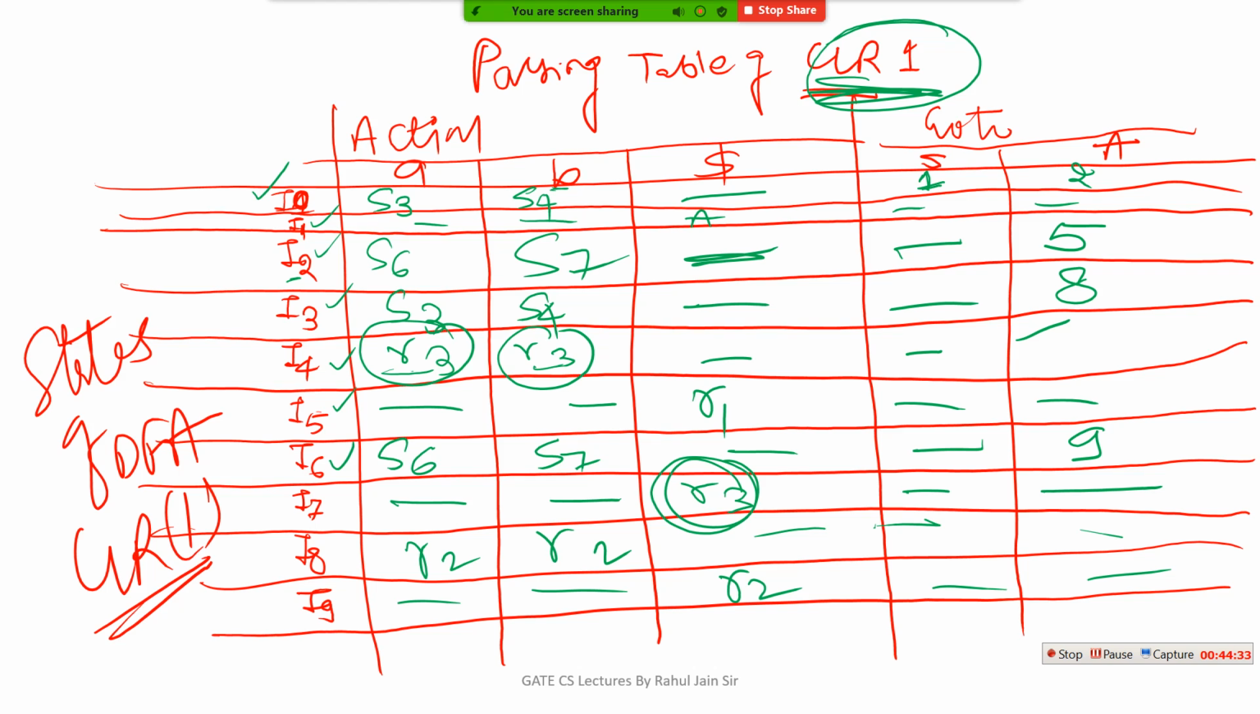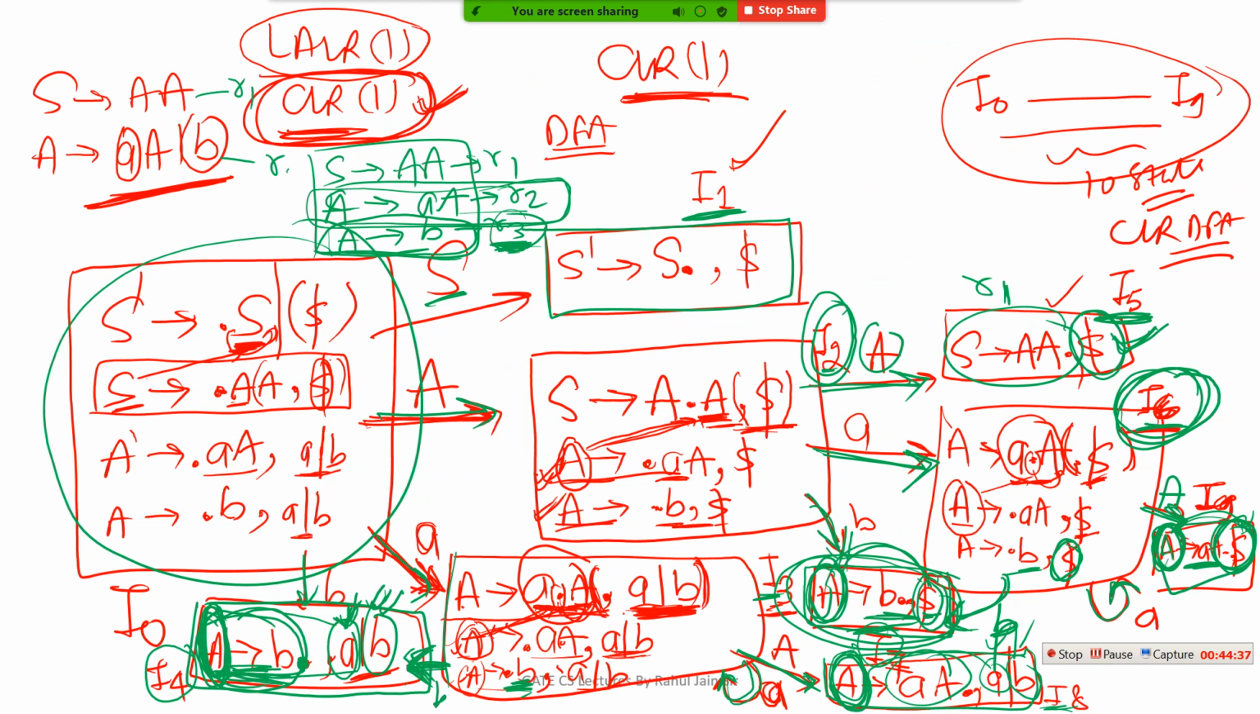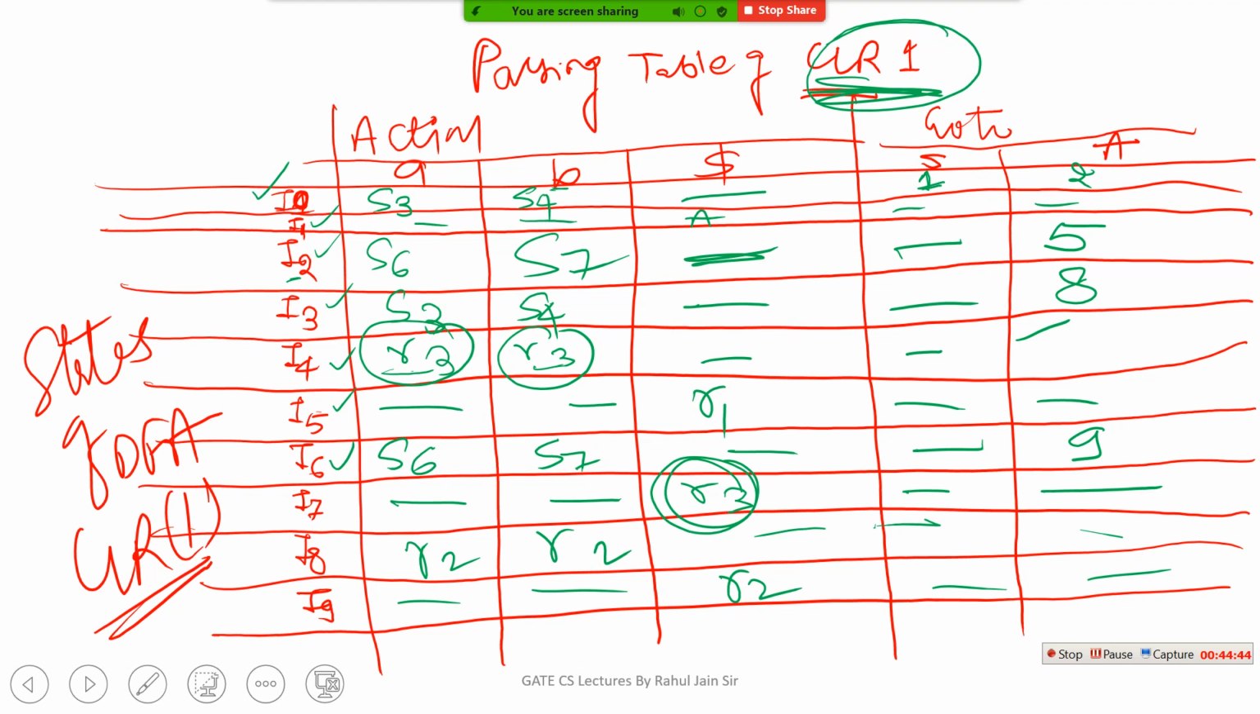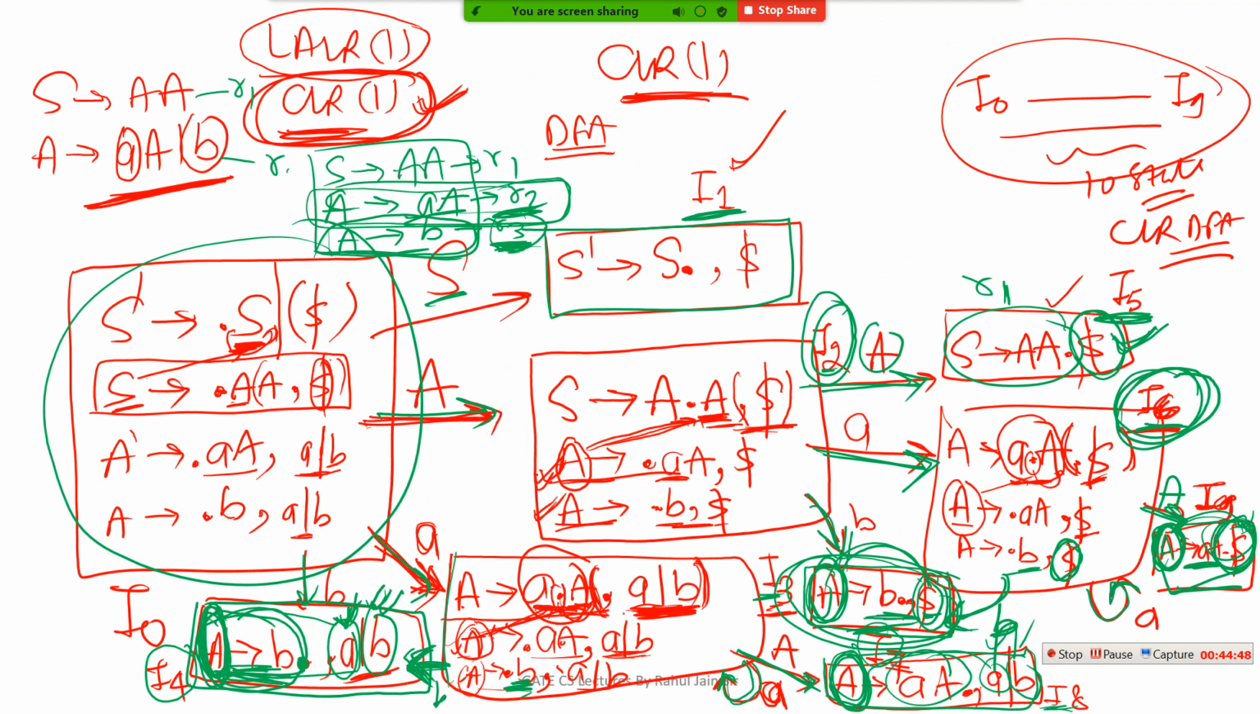Equation 2 is A → aR2, and it is reducing in I9. So in I9 I have written R2 here in dollar, because dollar is the lookahead of it. Okay sir, I8 once more. Okay Yash, see, this is I8, it is equation number R2 in I8.